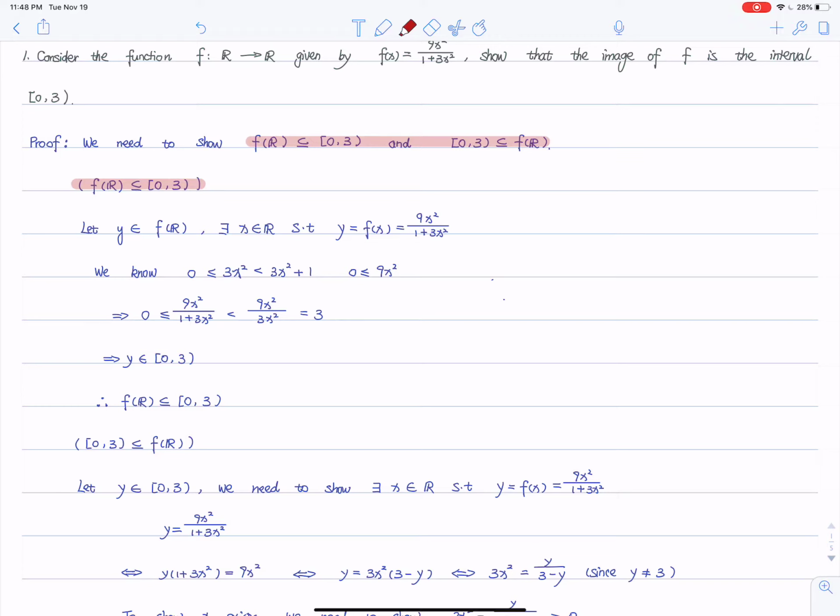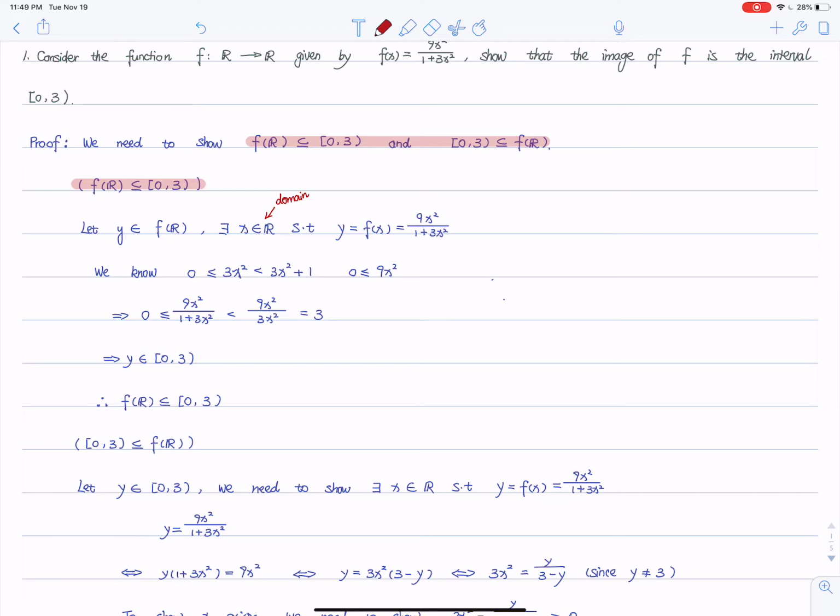Again, as I mentioned many times, you should start with an arbitrary element from your f of R, which is the image of your function. So we pick an arbitrary element y in f of R. Then we know that there exists x in R, here your R is your domain, such that y equals f(x) equals 9x squared over 1 plus 3x squared.